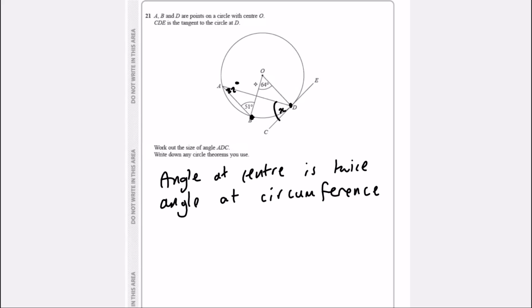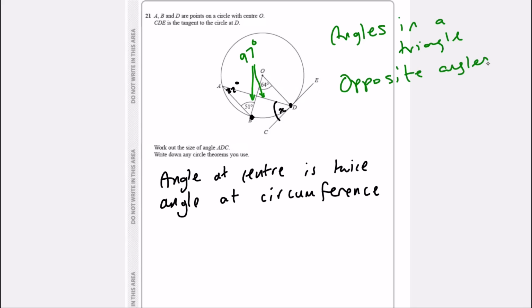Then we can use angles in a triangle. So 32 and 51 make 83. So we need 97 more. And then opposite angles are equal. We don't actually need to write them down because they're not circle theorems, but it's good practice to make a note of them. 97, and then we've got angles in a triangle again. So 97 and 64, how many more to 180? So 3 more onto 97 to make 100. 16 more onto 64 to make 80. So 16 and 3 are 19. So we've got 19 degrees in here.